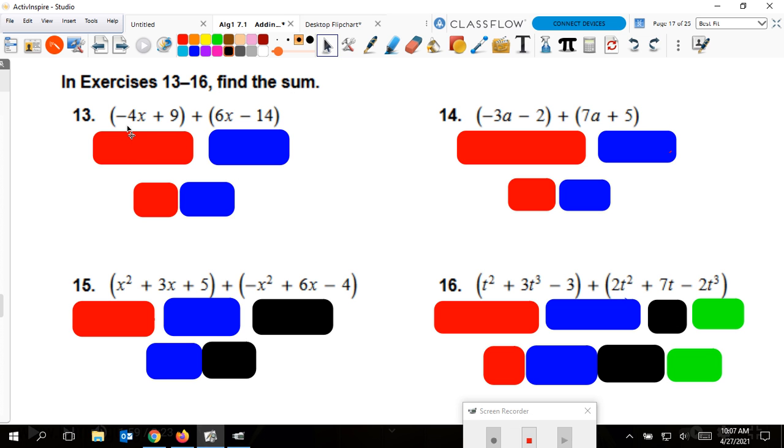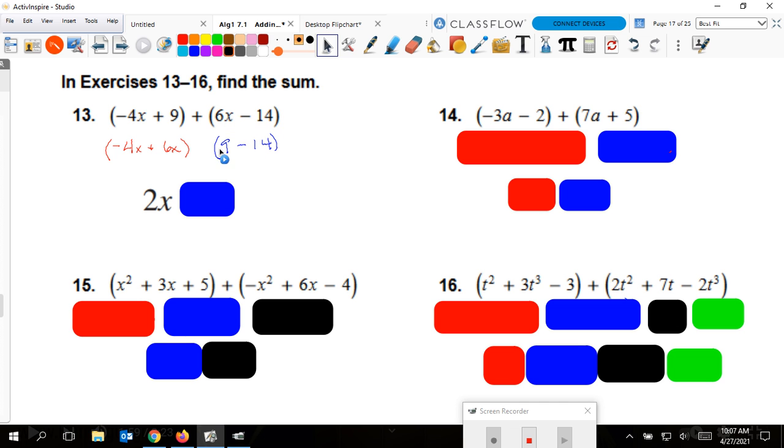So the first one, I would combine the x terms together, the negative 4x plus a 6x. That's what I'm doing in the first term. Between these two, I'm going to take 4 away from 6. That would give me 2x in the answer part. And then for the 9 and the 14, 9 plus a negative 14 is going to be a minus 14. 9 minus 14, so if I take 9 away from negative 14, that would leave me with a negative 5. So there's my answer for number 13. It's just 2x minus 5. So go ahead and pause the video and do 14, 15, and 16, and then play to check your answers.